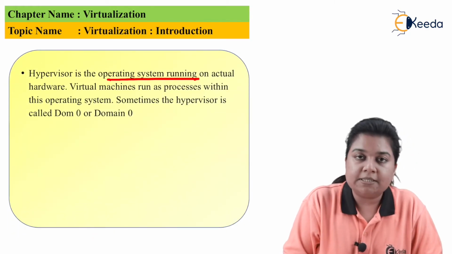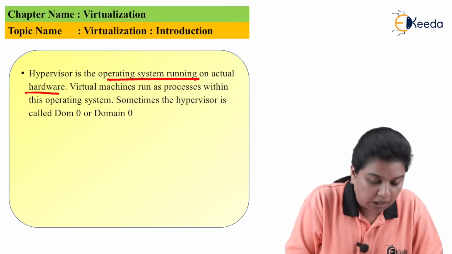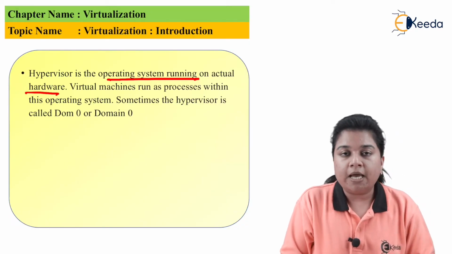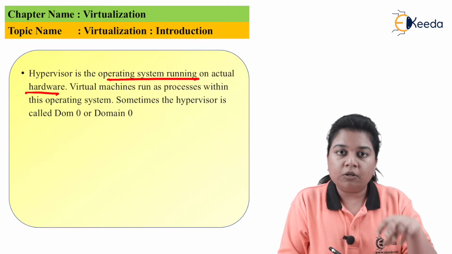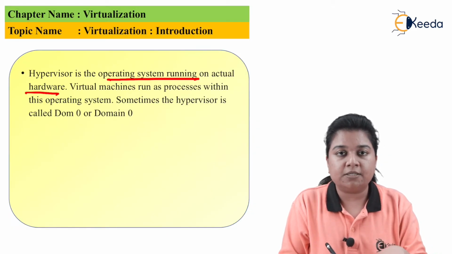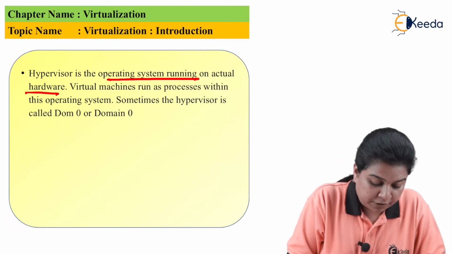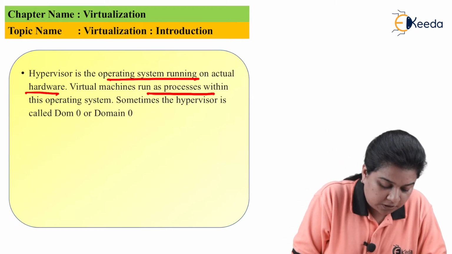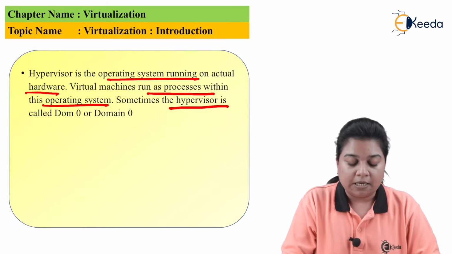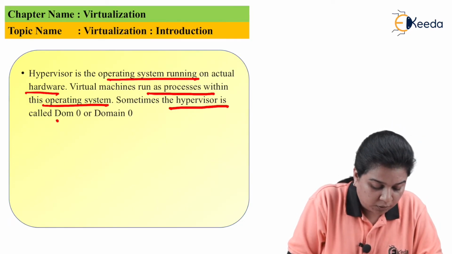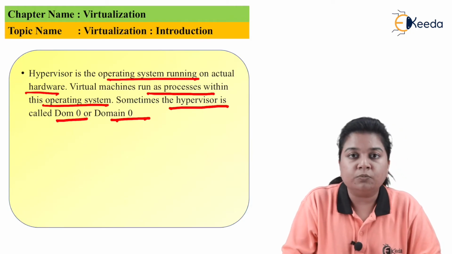A hypervisor is the operating system running on actual hardware. That means they are not logical. They are running on the physical machine. The hypervisors are running on the physical machine or physical servers which we have. Virtual machines run as processes within this operating system. Sometimes the hypervisor is called domain 0 or Dom0.